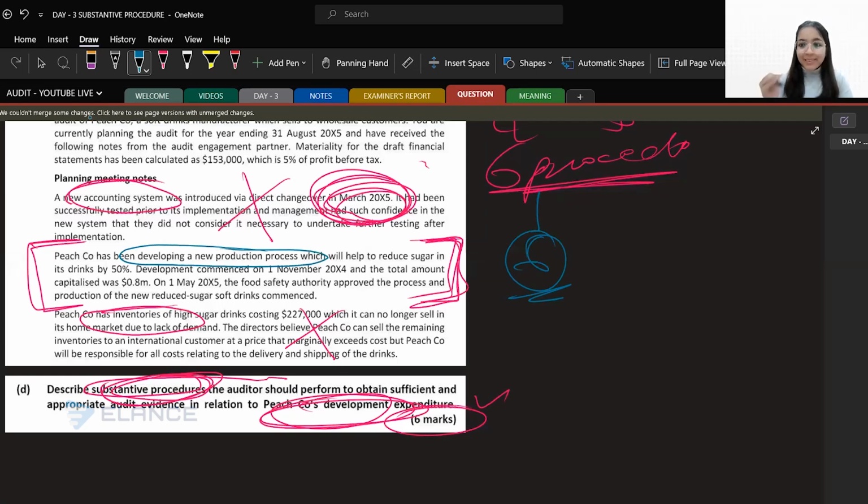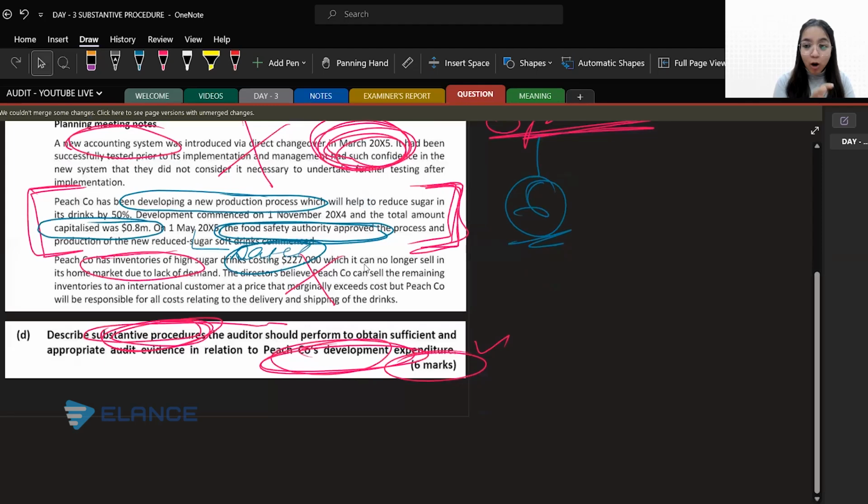First of all, Peach Company has been developing a new production process. So the first thing that I see is some new development is taking place. This is the first part. Now, what development? That it will help to reduce the sugar by 50%. Development commenced and the total amount was this. So the second thing that I can notice is 0.8 million, right? The third, on 1st May, the approval. The Food Safety Authority approved. And the fourth thing that I can see is, ma'am, dates. Anything else that you think is important in this para? So I have broken the para into certain parts.